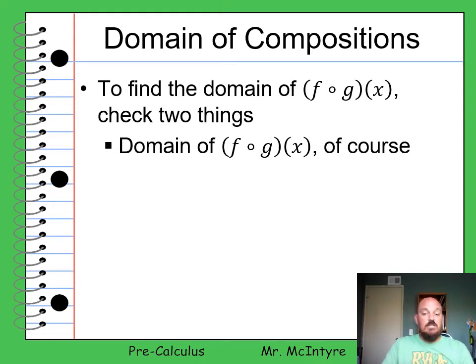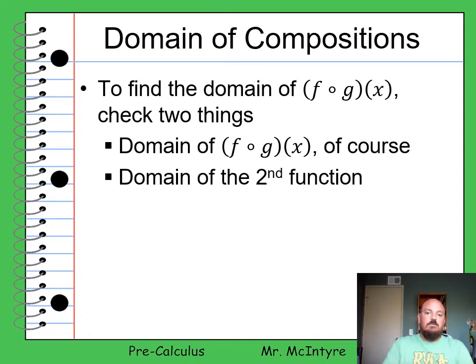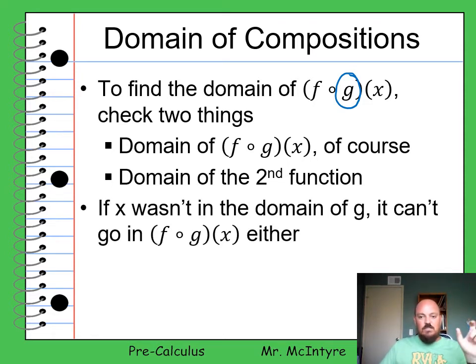All right, so you check the domain of f of g. Here's the weird part. You always have to check the domain of the second function. So you go back and look at the original problem, whatever function was listed second. In this case, it would be g, but remember, it's not always g. The letters change. You have to check the domain of that one too. And the reason is, anything that didn't work in g couldn't later be plugged into the composition.